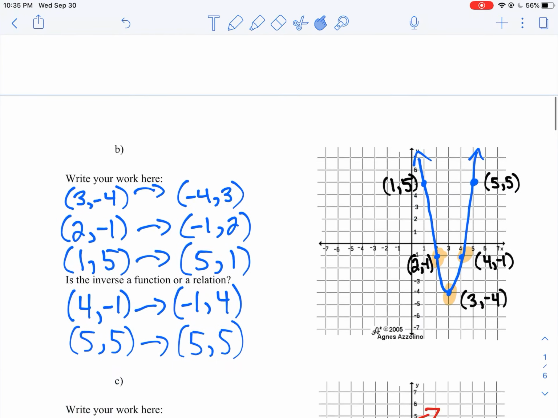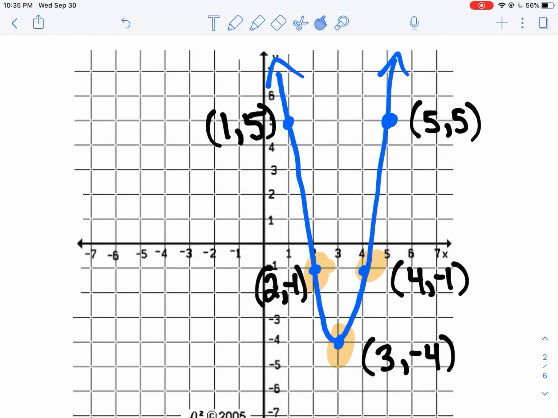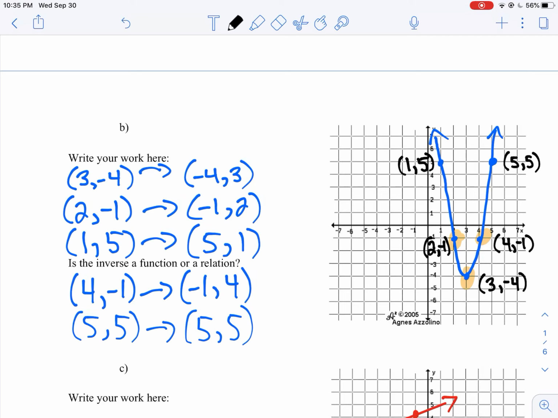Great. So I'm going to go to my next example. And you'll notice it's a parabola. What I ended up doing was I labeled my coordinates. Always take the time to do that. 5, 5, 4, -1, 3, -4, 2, -1, and 1, 5. I listed them right over here. I'm going to double check to make sure they're okay because all it takes is a 1 sign error and everything gets thrown off. All right, everything looks good.